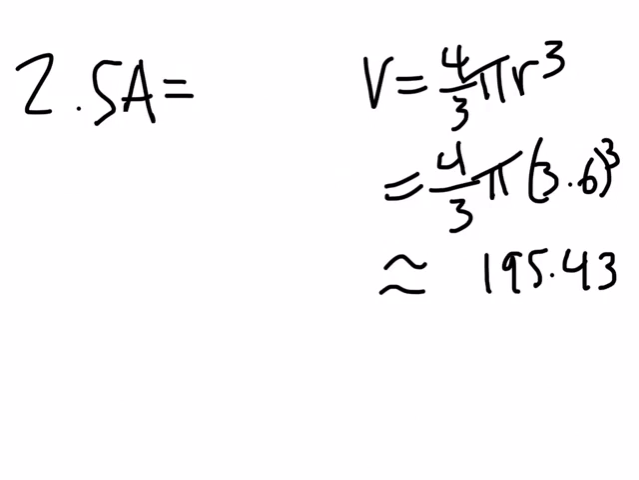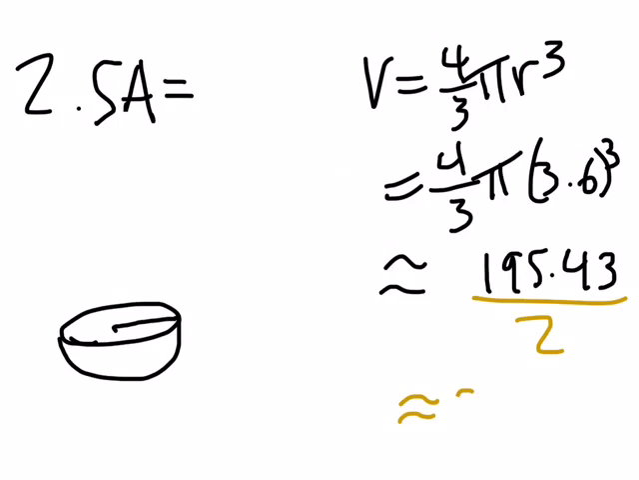This is a hemisphere, right? It's half the sphere. I imagine it's cut exactly in half. So what do we need to do now? We need to divide by 2. All right, now you're about 97.7, 716 if I could be a little bit more precise, 6 cubic inches.